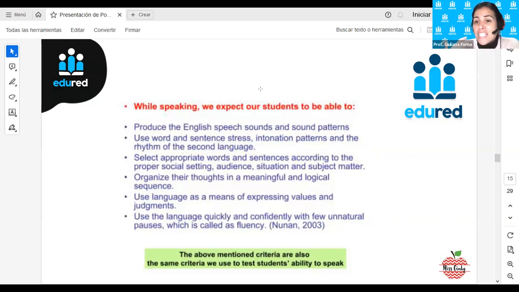It needs to come as in Spanish. Cuando nosotros hablamos en español, sale nomás, no hacemos pausas. Y hasta cuando pensamos, estamos pensando y estamos hablando. In English, we need to do the same thing.